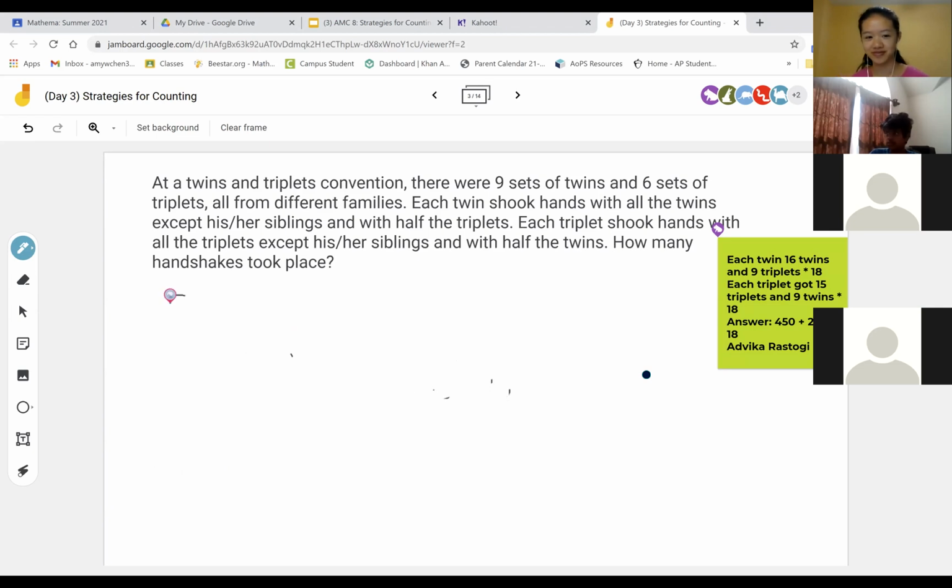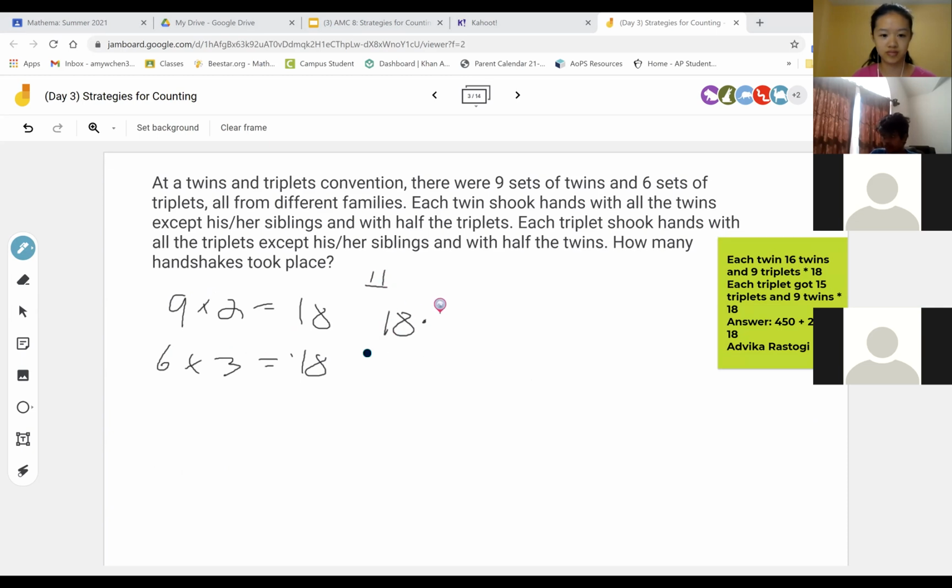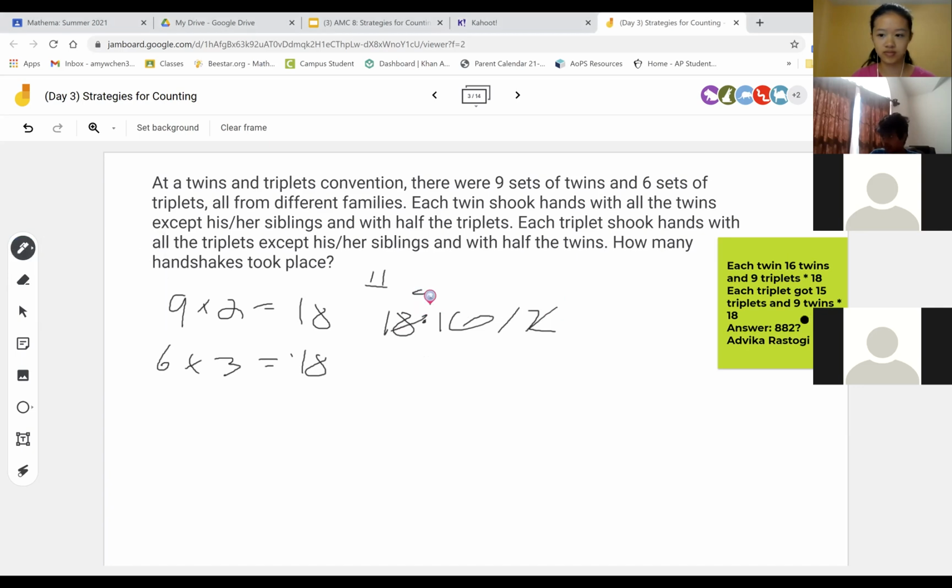9 sets of twins, and each set is 2 people, right? So 18 people. 6 sets of triplets, so that's another 18 people. Now each twin should count with all the twins except his or her siblings. You can't shake hands with yourself and you can't shake hands with your sibling, right? So each twin shook hands with 16 other people. We have to divide by 2 to get rid of all the duplications. So you get 144 for this.